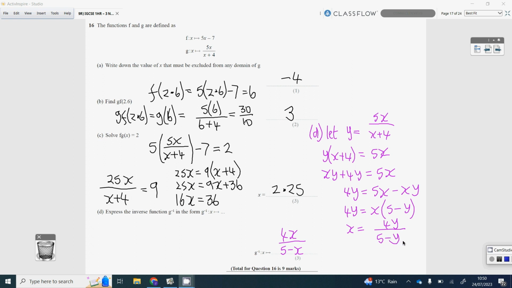Now remember, y is just something I artificially introduced to help me change the subject. So my final answer, I'm just going to replace the y's with x. So my inverse function for g is going to be 4x over 5 minus x.